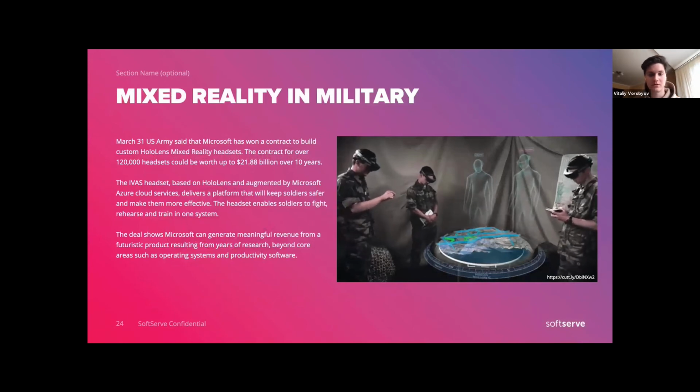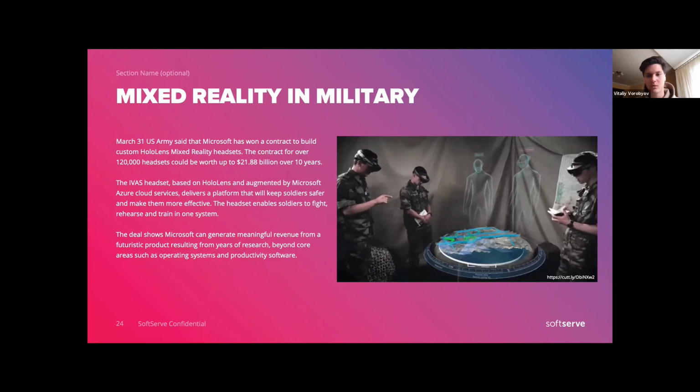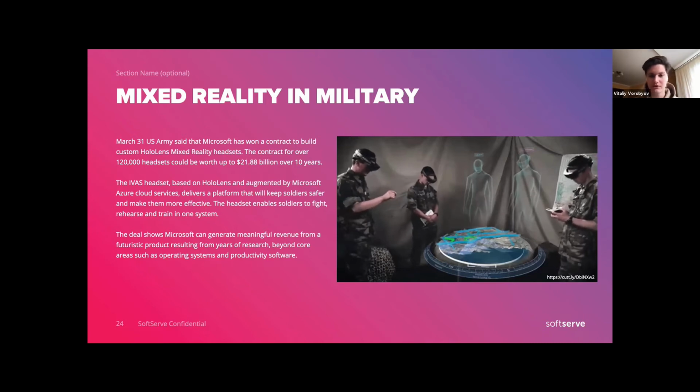It was really just less than a month ago, on March 31st, that the United States Armed Forces said that Microsoft had won a contract to build custom HoloLens headsets for their needs. The contract was signed for over 120,000 headsets and could be worth up to nearly $22 billion over 10 years. The IVAS, which stands for Integrated Visual Augmentation System, is a special headset based on HoloLens and powered by Microsoft Azure Cloud Services, which delivers a platform that will keep soldiers safer and make them more effective.